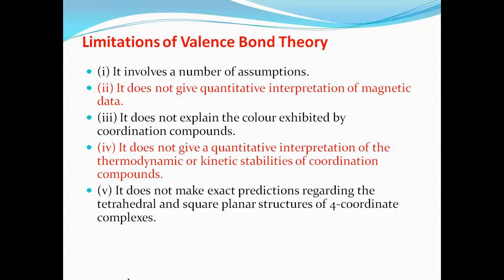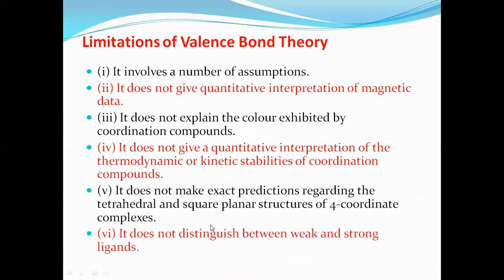It does not give a quantitative interpretation of the thermodynamic and kinetic stability of the complex, that means why the complexes are stable. It does not make exact predictions regarding tetrahedral and square planar structures of four-coordinate complexes. That means, with four ligands, the theory clearly does not separate the idea of tetrahedral and square planar.